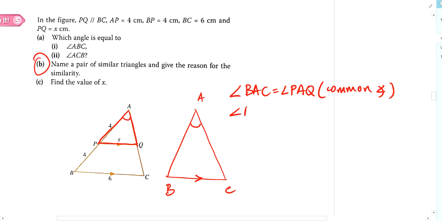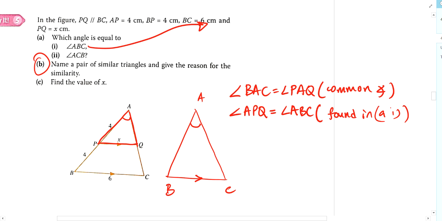What's next? Angle APQ equals angle ABC. What is the reason? What's the reason? Oh, found on top. Ah. Yeah, okay lah. You can write found in part 1. Okay, but so now I want you to do part 1. What is the angle equal to ABC?